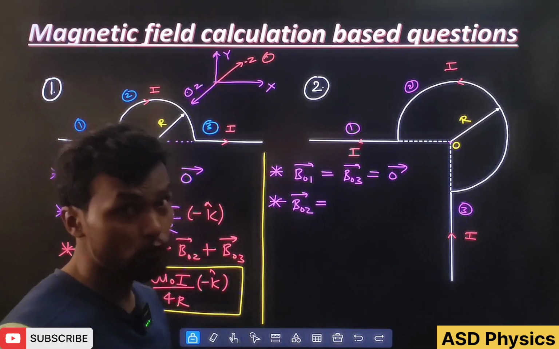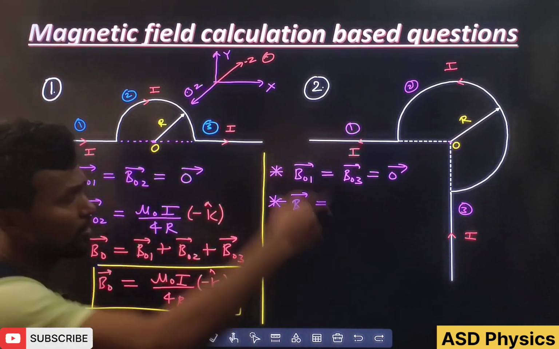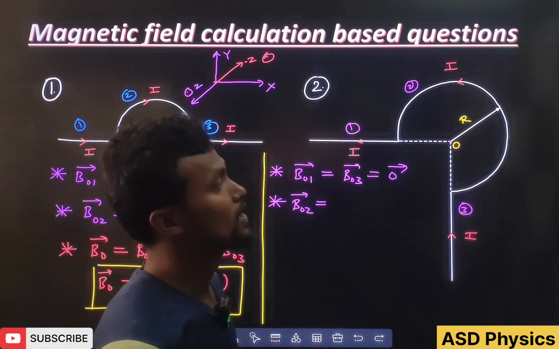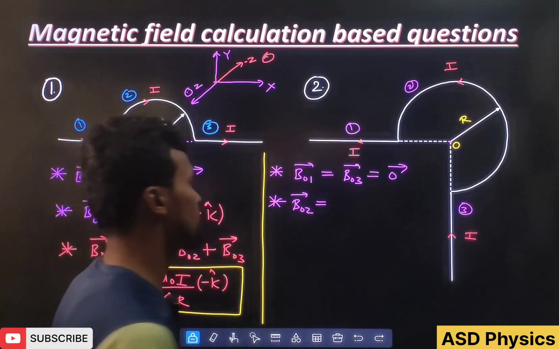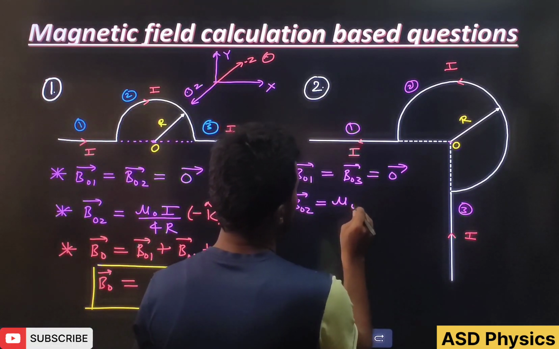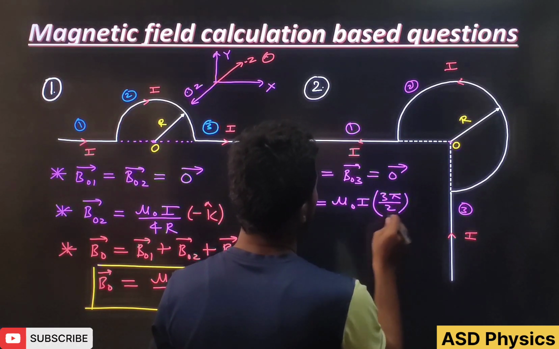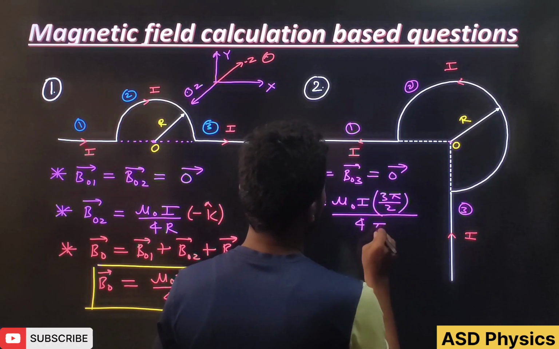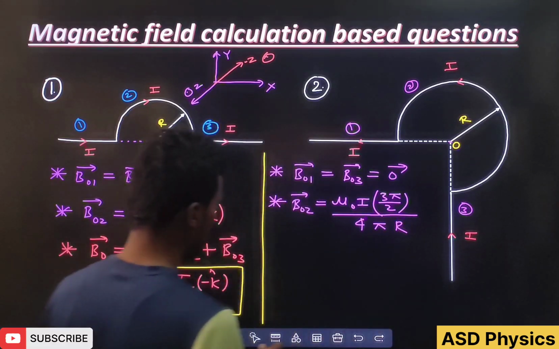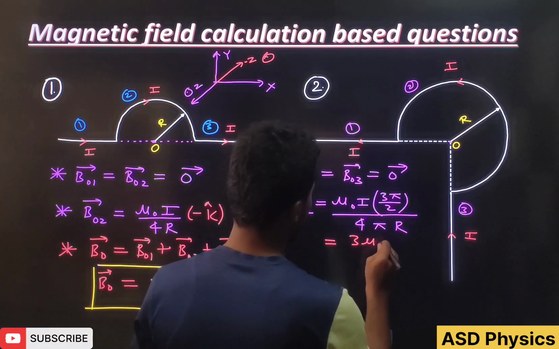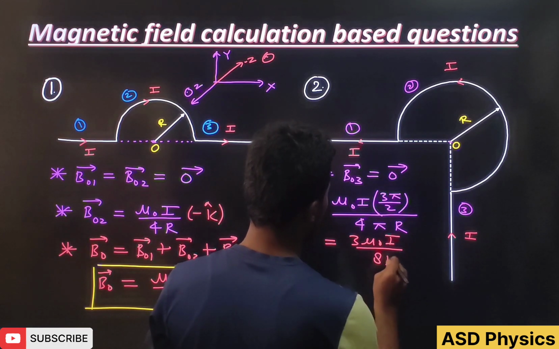Now after that, students, due to section 2, what is the magnetic field? Here you can see 3/4 of the circle is there. You know that due to 1/4, it is mu naught I by 8r. So due to 3/4, it is 3 mu naught I by 8r. I can also use the formula like this: mu naught I theta by 4 pi r, with theta being 270 degrees or 3 pi by 2. The pi cancels and things get cancelled. So we can write 3 mu naught I by 8r.